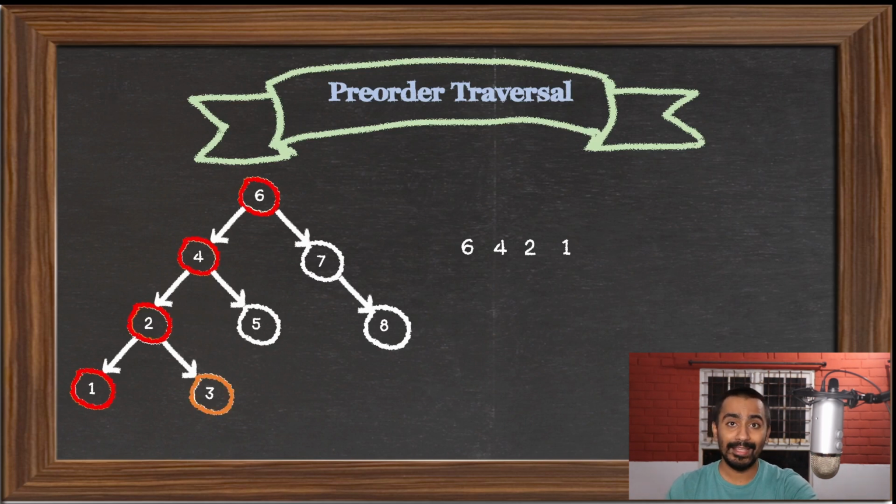Again, since node 3 is a leaf node, once we process it, we go back up. Now, if you look at it, node 2 is completely processed as both left and right trees are processed. So we go further back up, and we haven't processed node 4's right subtree, so we move to node 5. We continue and repeat the same process again and again till the entire tree is processed. So this is how preorder traversal works.